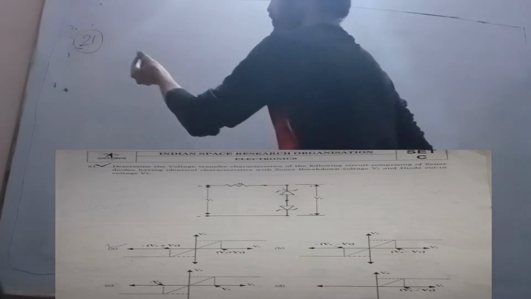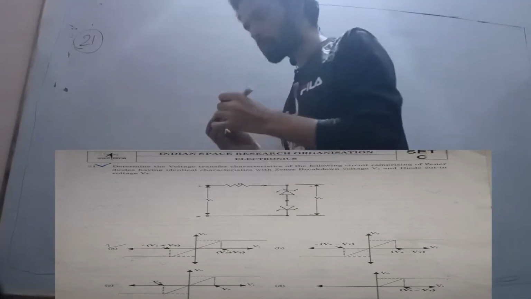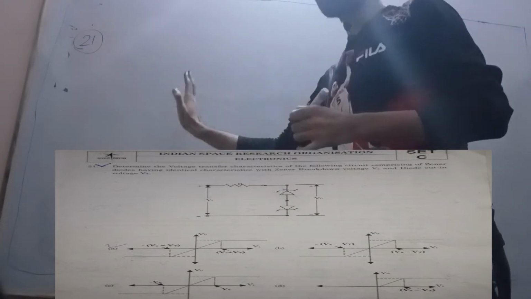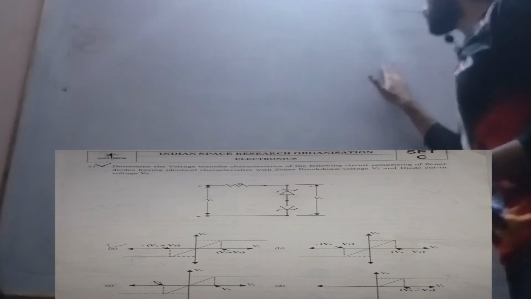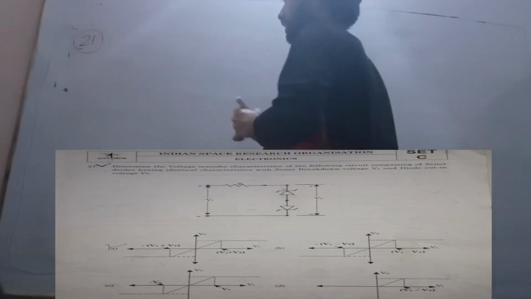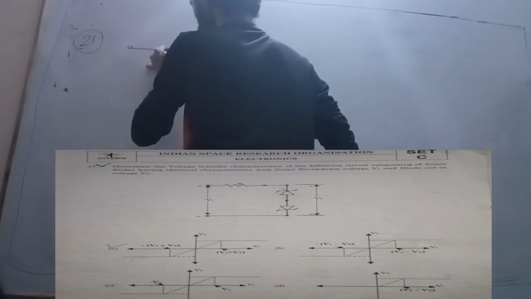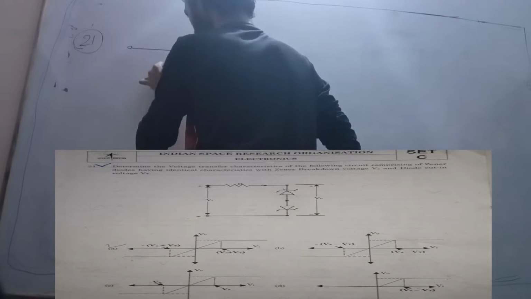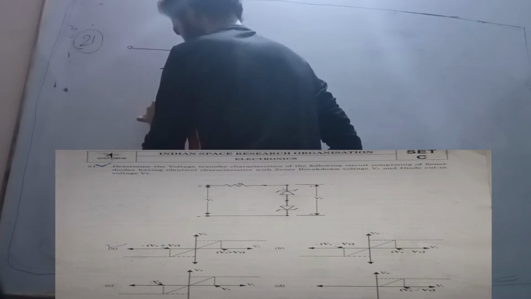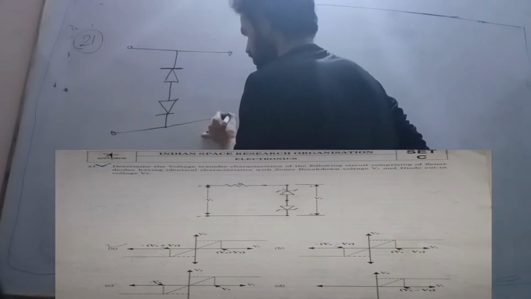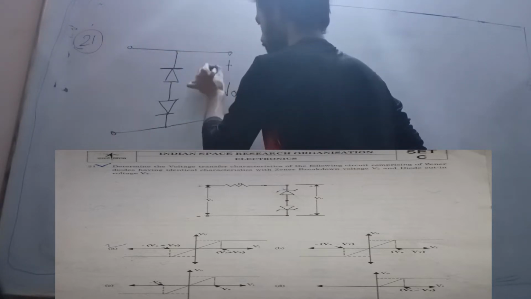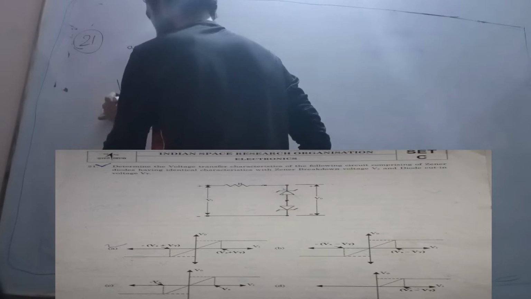Let us see, student, question number 21 is asking about what voltage characteristic. A general voltage regulator circuit is given and he is asking what is the output characteristic for this circuit. So this is my general voltage regulator circuit. This is my output voltage and this is given as input voltage.